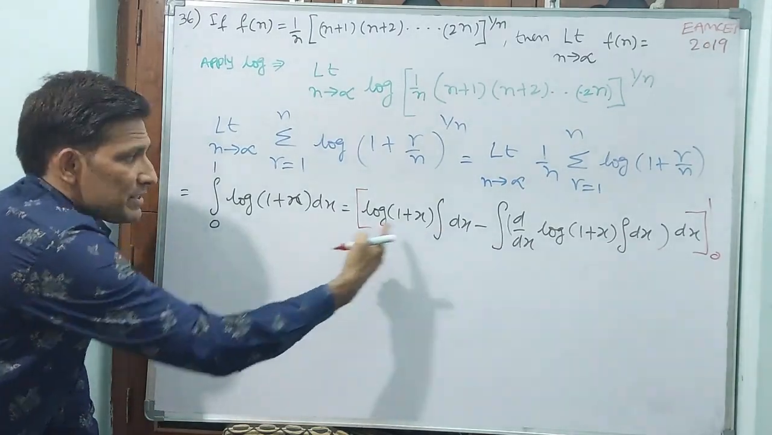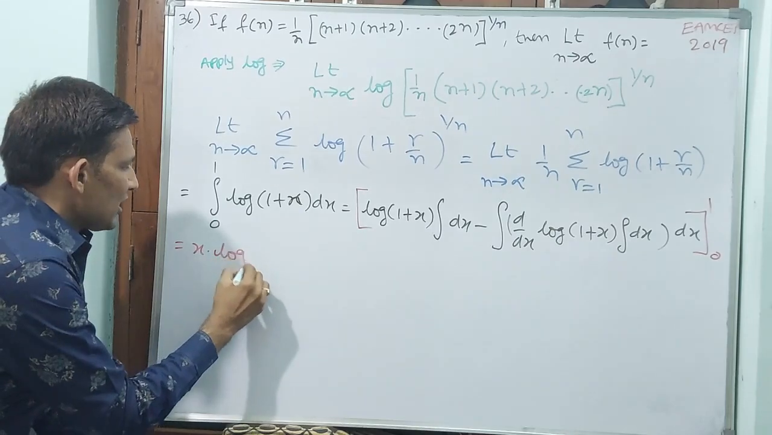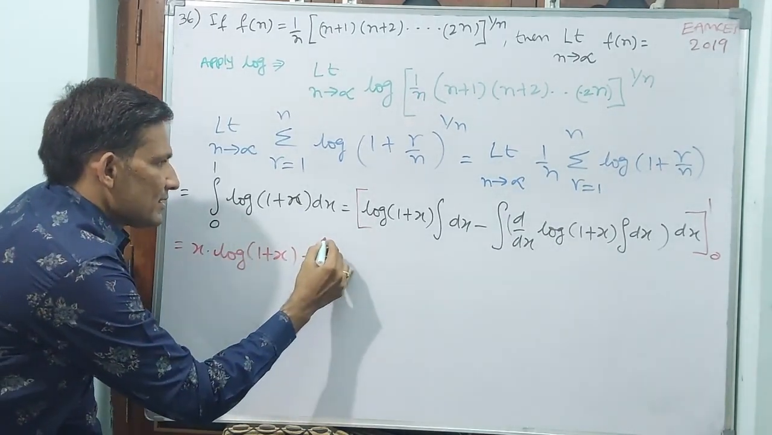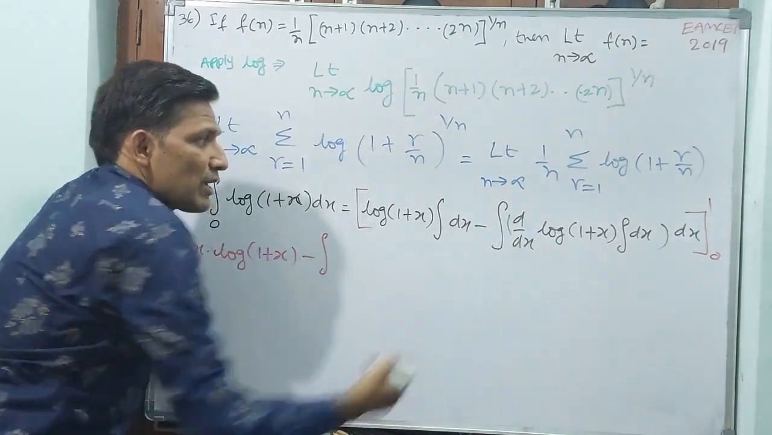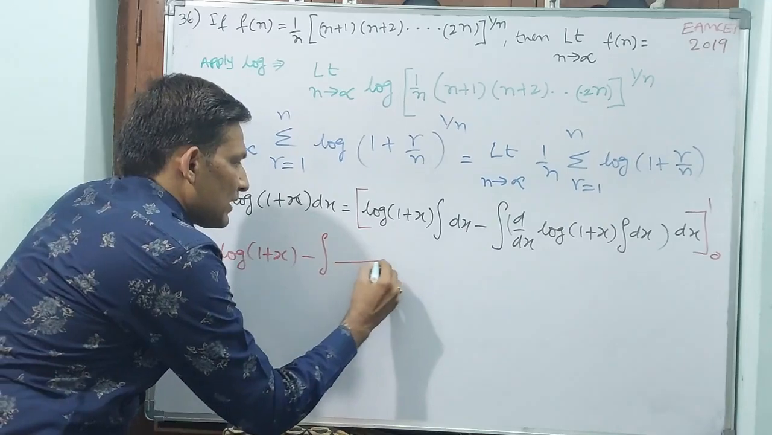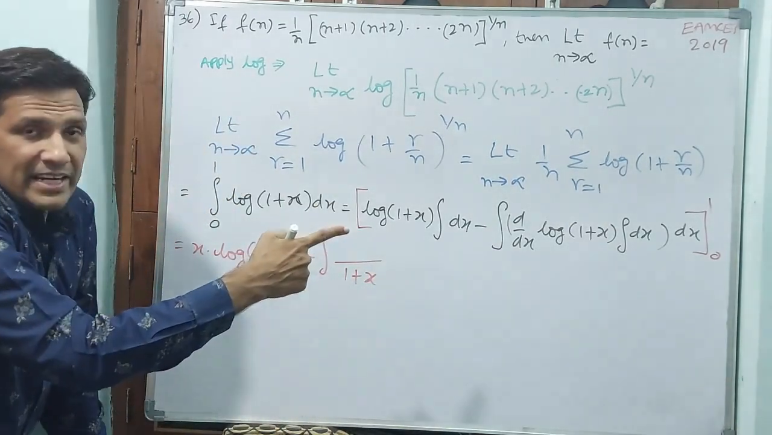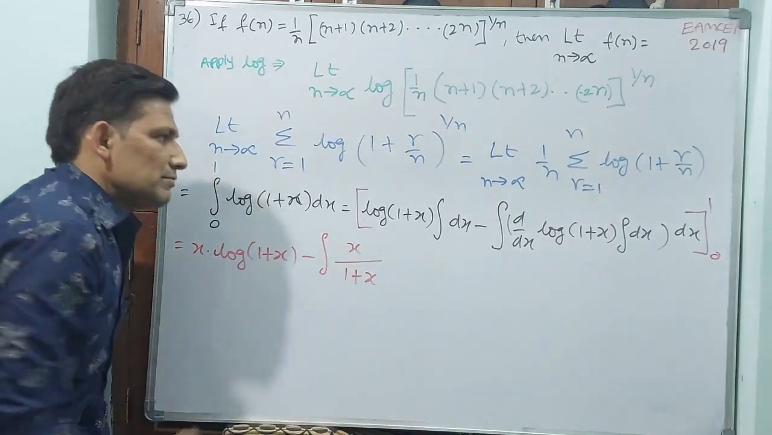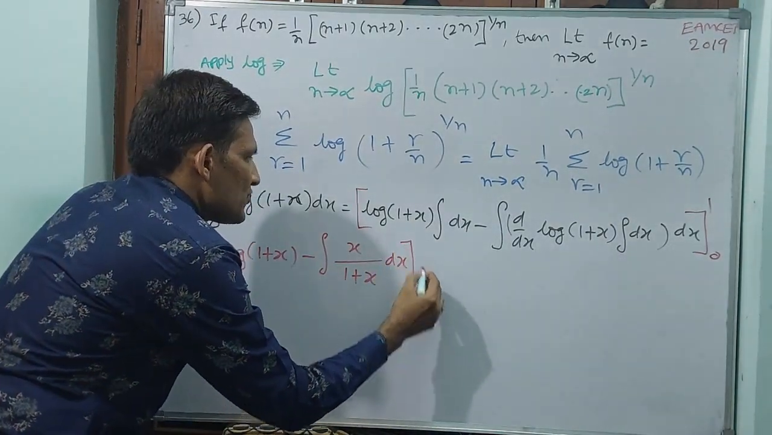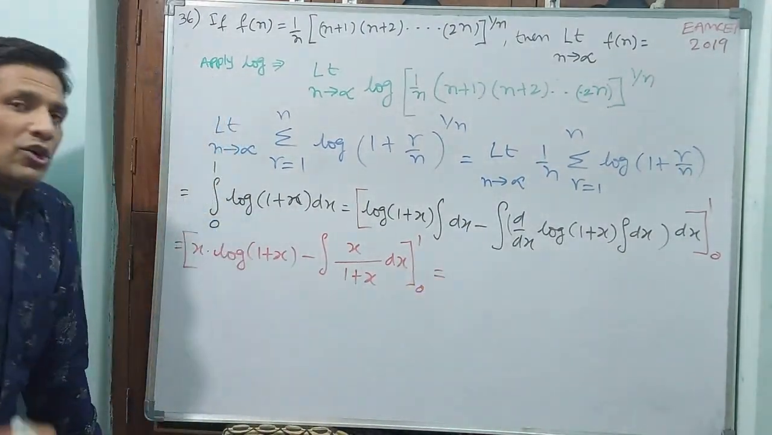Now come back. Integral dx means x into log of 1 plus x, minus integral of d by dx of log of 1 plus x, first 1 by 1 plus x will come, 1 by 1 plus x. But there, integral of 1 means x will come. dx is also there. Again you apply 0 to 1. You close here.